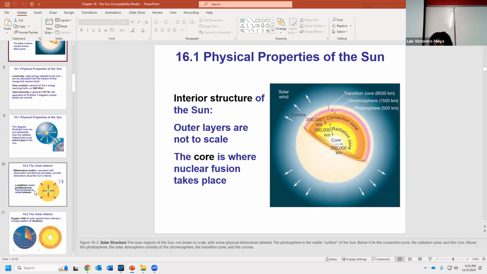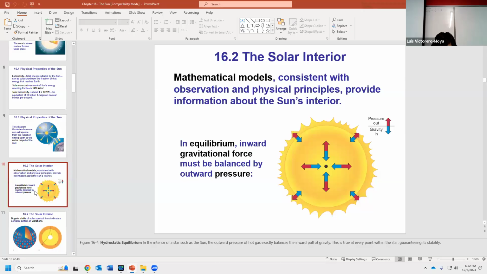Why is the sun in equilibrium? Well, any star that you see in the night sky is in equilibrium. We call it a hydrostatic equilibrium because there's an equilibrium between the gravitational pull of the sun itself and the radiation pressure, the outward pressure by the nuclear fusion happening in the core.